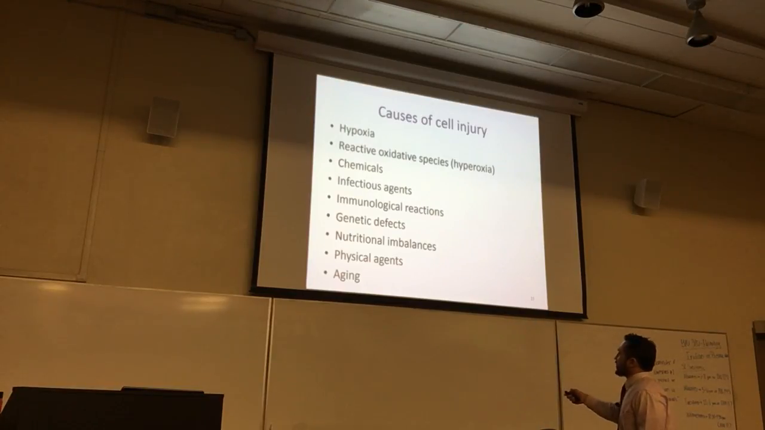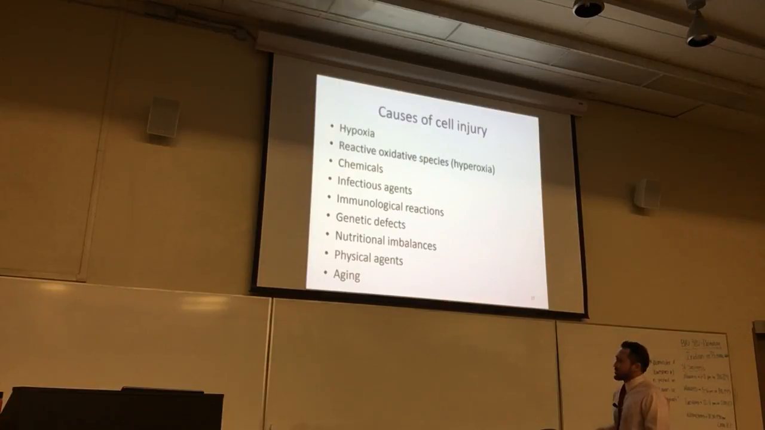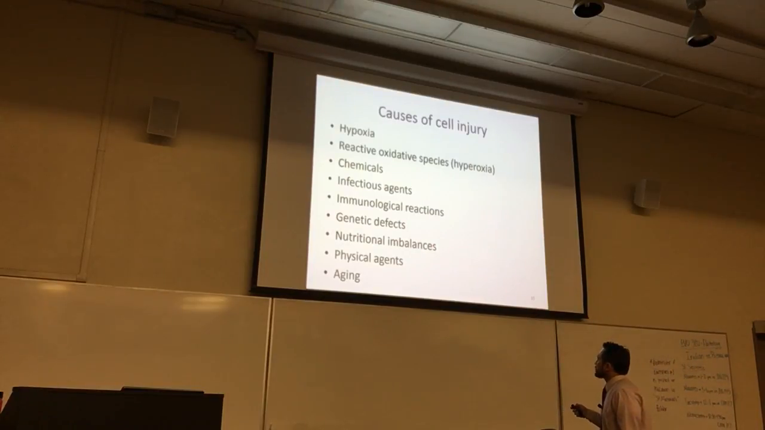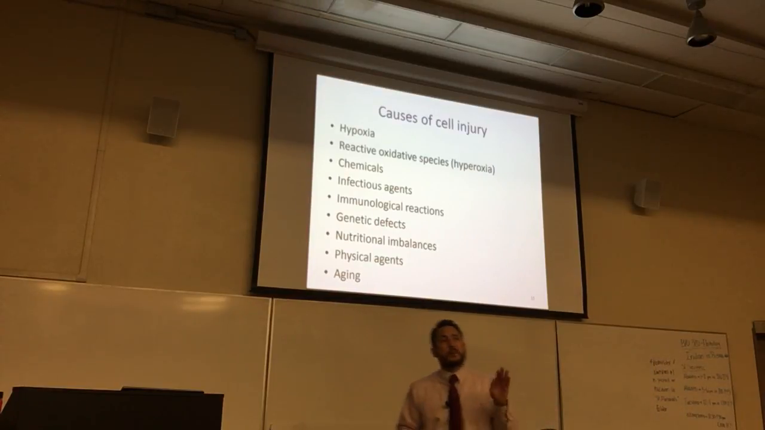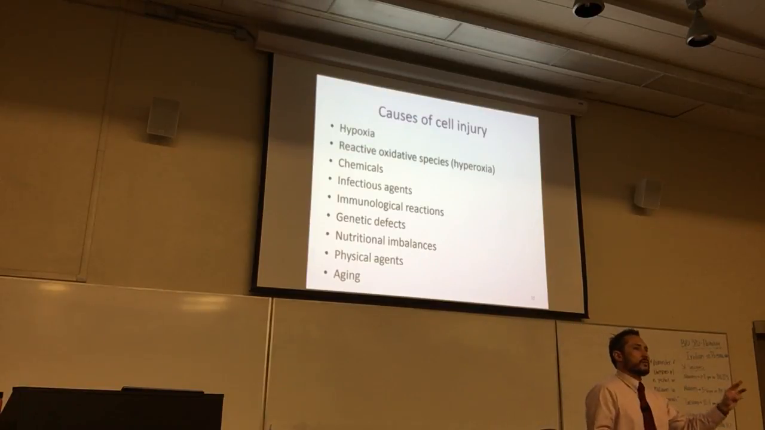But let's back up. We can go the reverse direction just for fun. Physical agents, like trauma. Nutritional imbalances, like sodium levels are off, or potassium levels are off, or sugar levels are down. We'll look at diabetes, and we'll talk about nutritional issues associated with diabetes. Genetic defects, immunological reactions. We'll spend a whole section talking about different types of hypersensitivities. There are 4 big categories: type 1, type 2, type 3, and type 4.